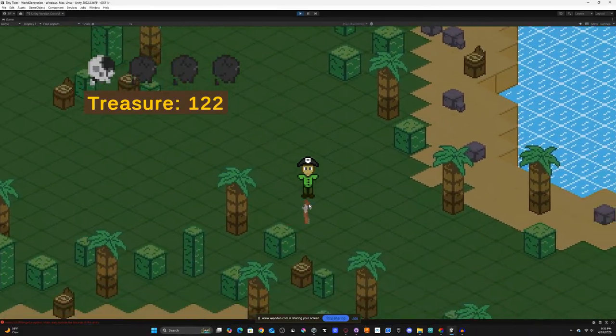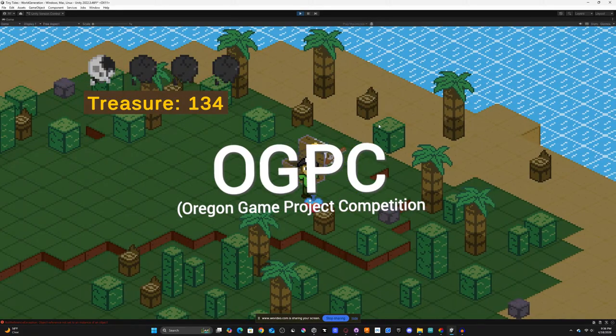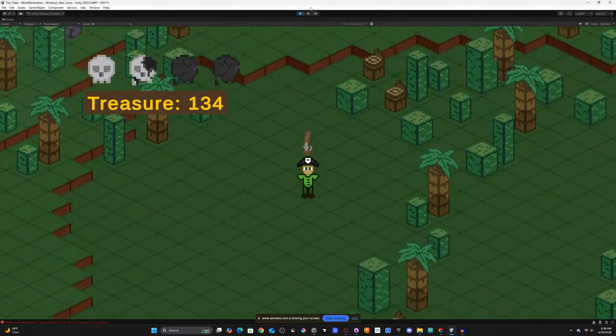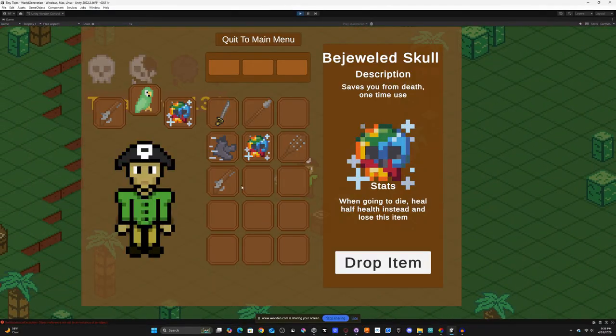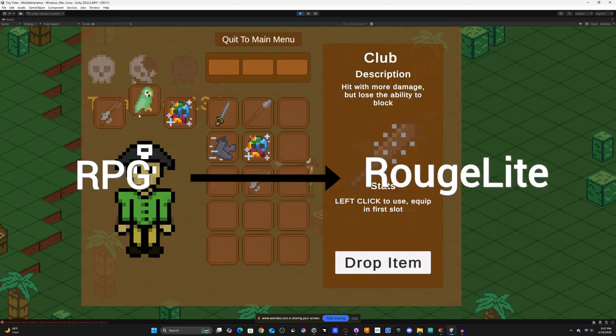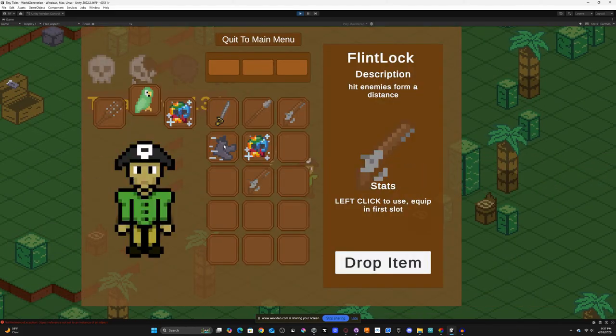If you weren't here last time, we are Apocalypse Studios and we're competing in the Oregon Game Project competition this year. Last time, we talked about the base idea of our game, and since then, we've changed it up a bit due to some restrictions. The main thing that we changed was the main genre of our game. We were originally planning on making an RPG style game, but since then we've decided to move more towards a roguelite style game.